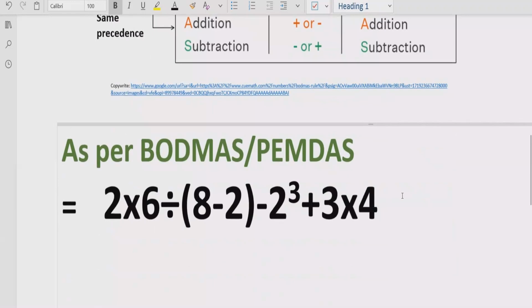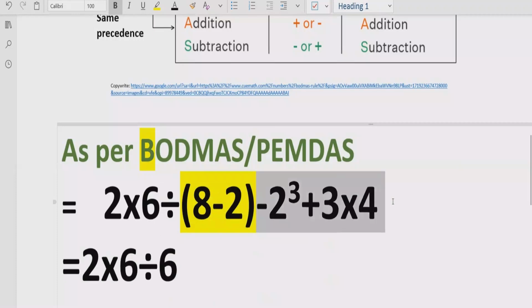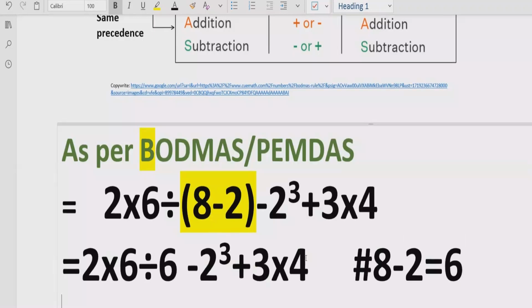According to the BODMAS and PEMDAS rule, first of all, we have to solve the bracket first. So here we have this bracket, which is 8 minus 2 equals to 6. And this part we will write as it is, like 2 multiplied by 6 divided by, and minus 2 raised to power 3. Here we will give the reference 8 minus 2 equals to 6.